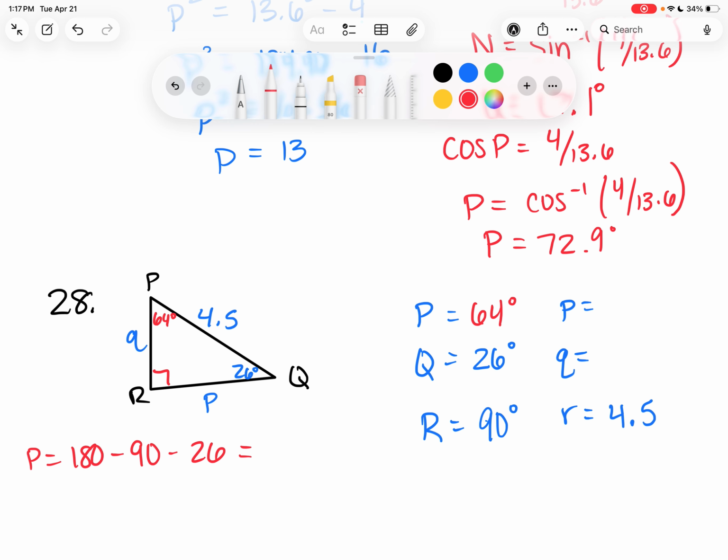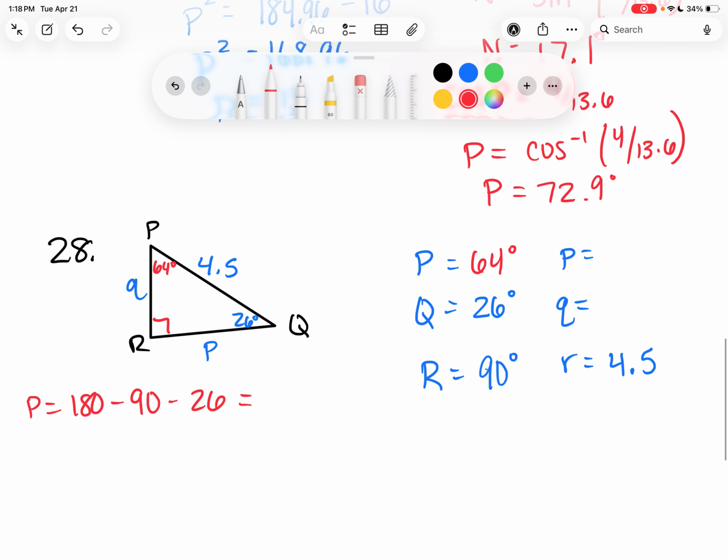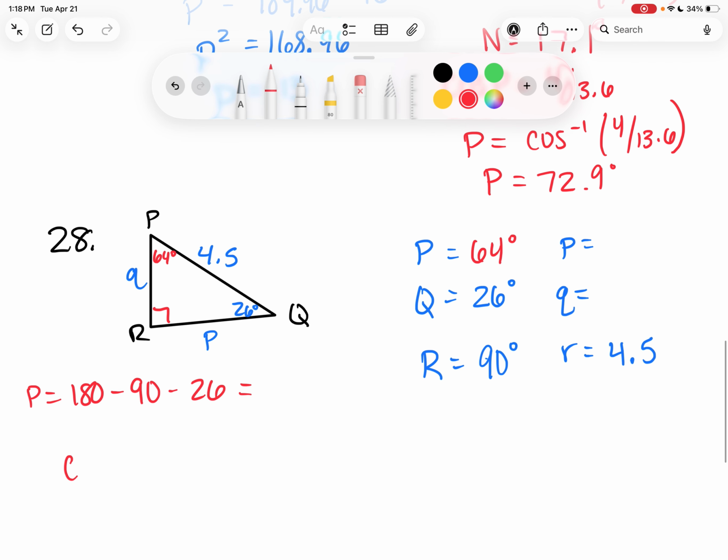So how would I set up to solve for side P? I can't use tangent because I don't know side Q. Is it cosine of what? Cosine 64. Yep, cosine of Q would work. So that would be the cosine of Q, which is 26 degrees, is equal to adjacent P over hypotenuse 4.5.